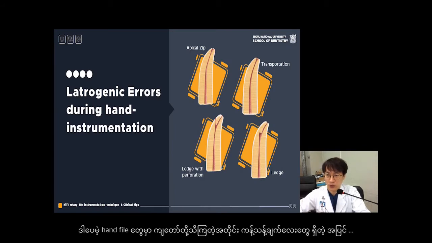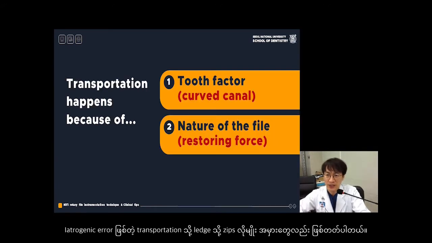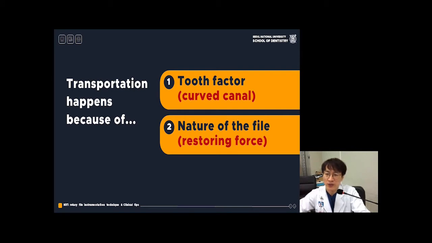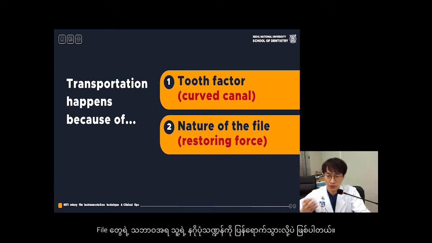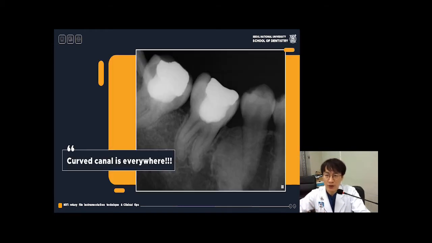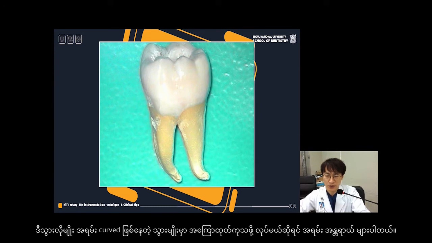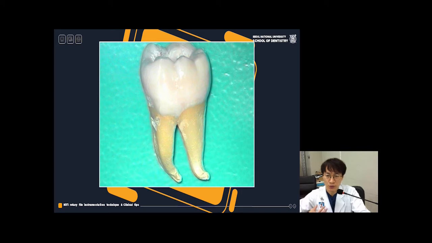As you already know, there are a lot of iatrogenic errors like transportation, ledge or gouging. They happen because of tooth factors like a curved canal, or the nature of the file, which tries to restore its original shape. So when you use a file in a curved canal like this, you're going to have problems like this. When you extract a tooth with severe curvature, you can see that it is really dangerous when you try to do the root canal.